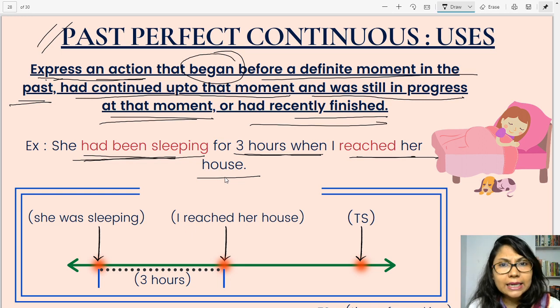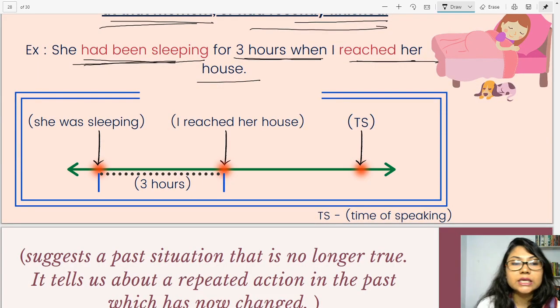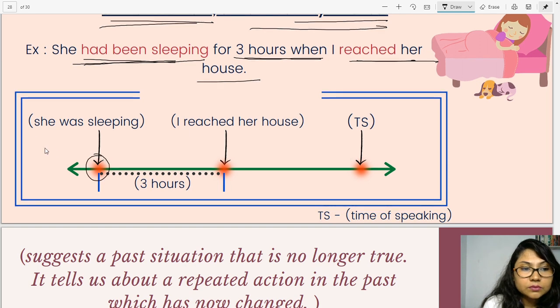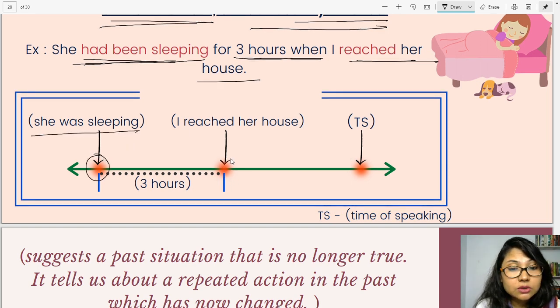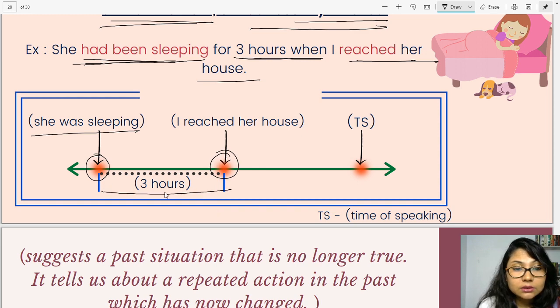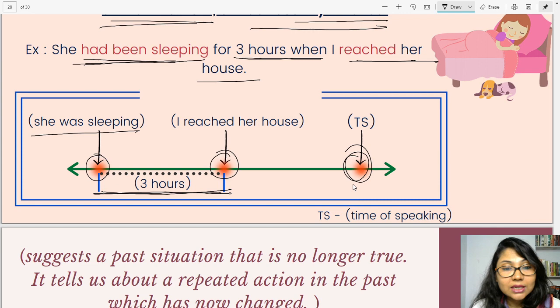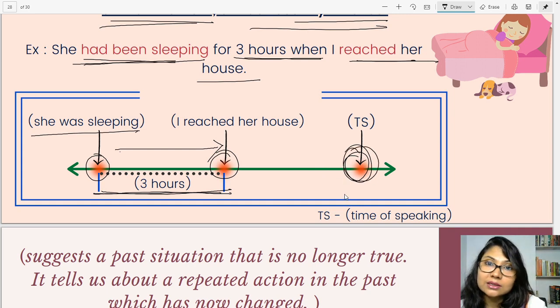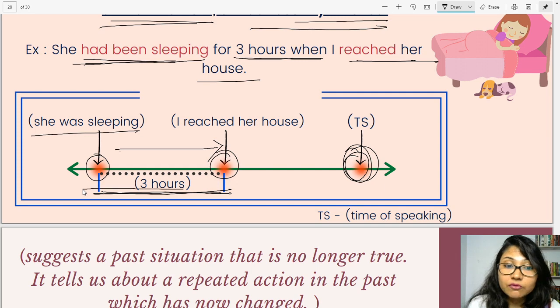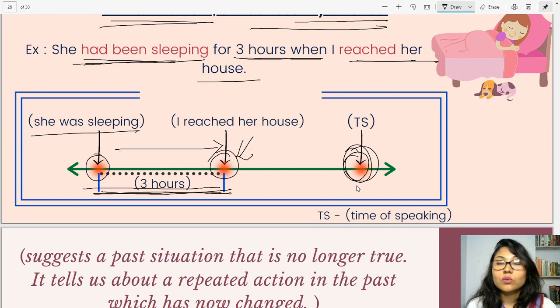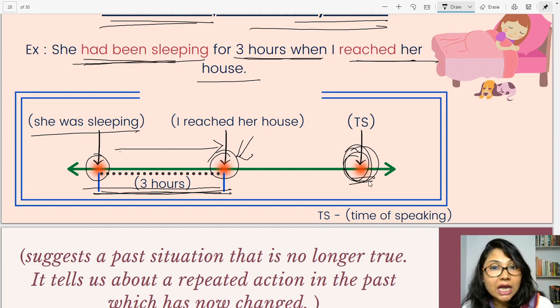Let us analyze it on the timeline. See, this is the point. She was sleeping. I reached her house at this point, and this is the timing of 3 hours. So throughout she had been sleeping, and this is the time of speaking. Alright, so she was sleeping, sleeping. I reached her house at this point, and now I am saying about that. So, she had been sleeping for 3 hours when I reached her house. And all this I'm saying now. This is my time of speaking.